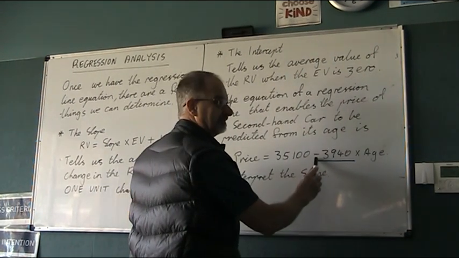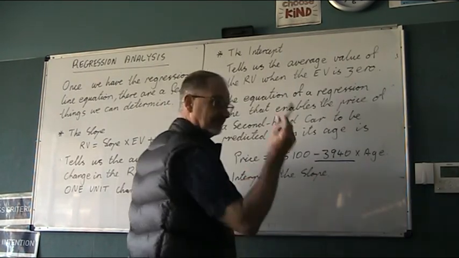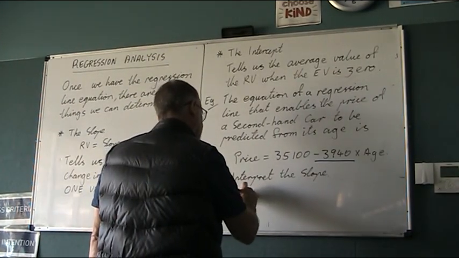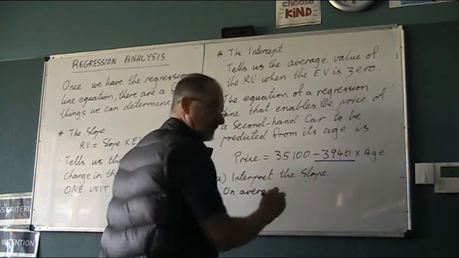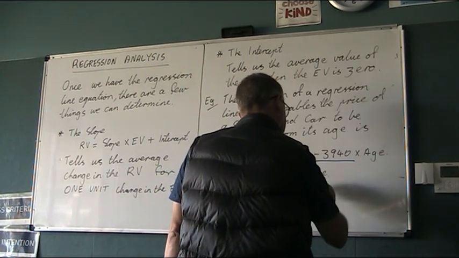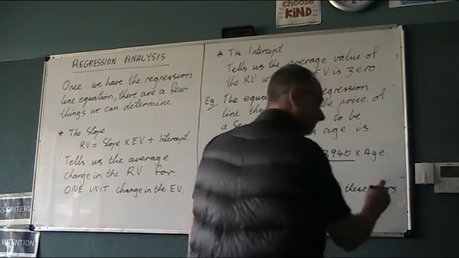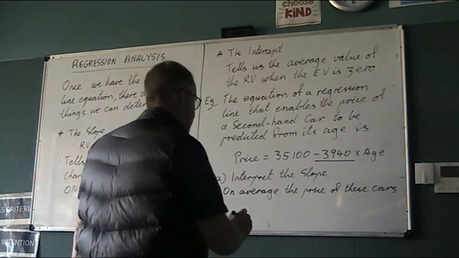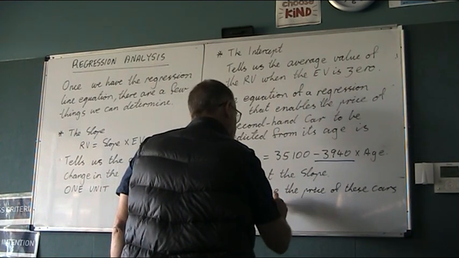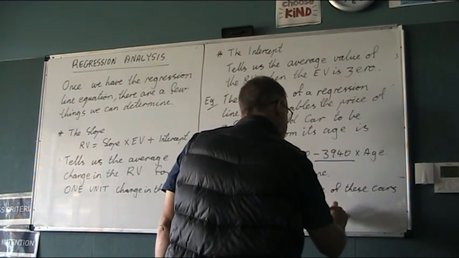It will increase or decrease? By how much? 3,940. Right, so simple as that. So on average, the price of these cars drops by 3,940 dollars each year.